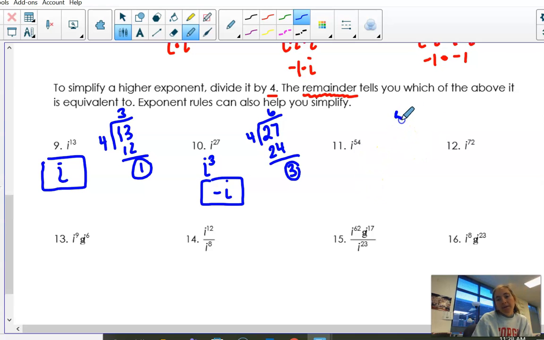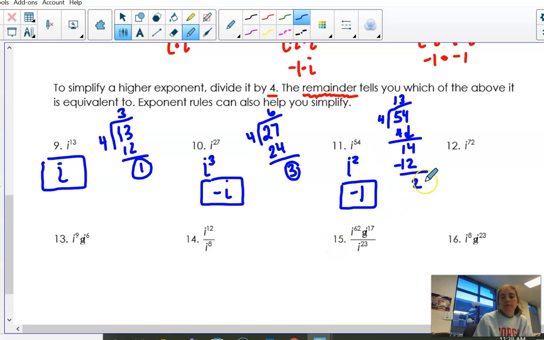All right, i to the 54th power. Divide 54 by 4. 4 goes into 5 one time, and 4 goes into 14 3 times. 3 times 4 is 12, leaving us with a remainder of 2. So this is like i squared, which we know is negative 1. Remember, it's the remainder that tells us what our exponent is.